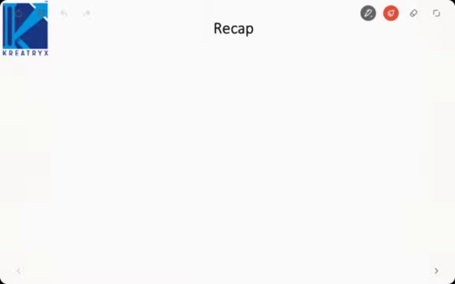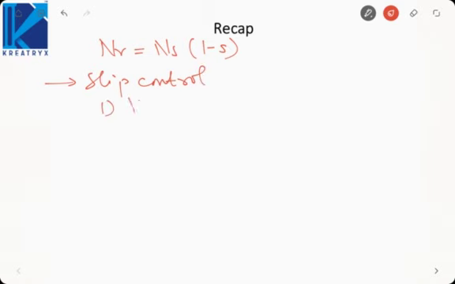Hi guys, in the last lecture we started with the speed control of induction motor. So we saw that the speed of the rotor is given as Nr is equal to Ns into (1 minus S). So I said there will be two methods to control the speed of induction motor, either by controlling the synchronous speed or by controlling the slip. So first we saw slip control technique. In this, first method was voltage control.